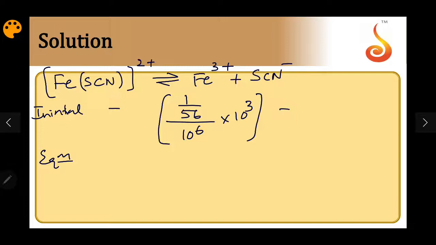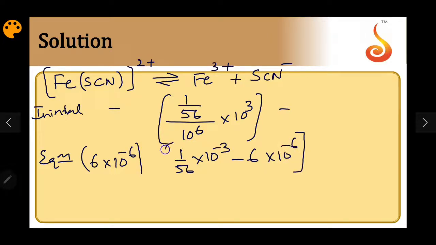The minimum amount of complex is 6 into 10 power minus 6. So I'll take the complex concentration as 6 into 10 power minus 6. Out of this 1 by 56 into 10 power minus 3, which is a molar concentration, minus 6 into 10 power minus 6 is the complex. So the remaining iron is 1 by 56 into 10 power minus 3 minus 6 into 10 power minus 6, and the concentration of SCN minus I have to calculate. I know all the concentrations except SCN at equilibrium, so I can substitute in the instability constant.